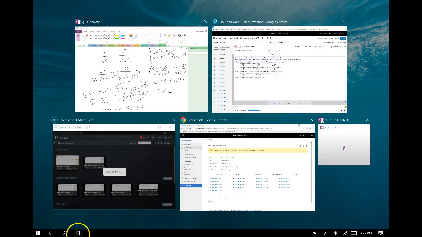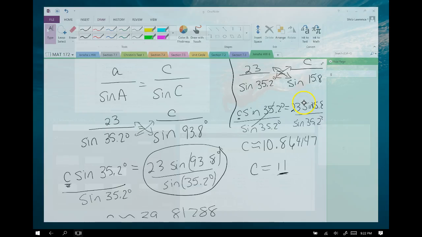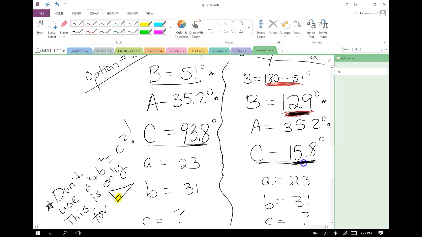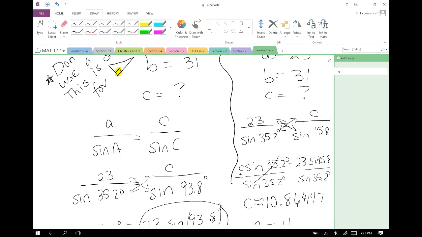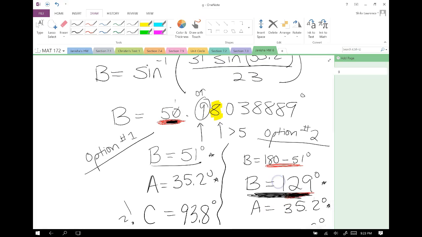And then the set of answers they want second, it says the measurements for the solution with the shorter side C are going to go second. So a shorter side C is going to correspond to a smaller angle C. And the reason we got a smaller angle C is because angle B is so big. So that is your second set of answers. So yes, these are very tricky. If this is the only one you ended up having trouble with, then that's awesome. These are very, very tricky when you can have two possible solutions to a triangle.